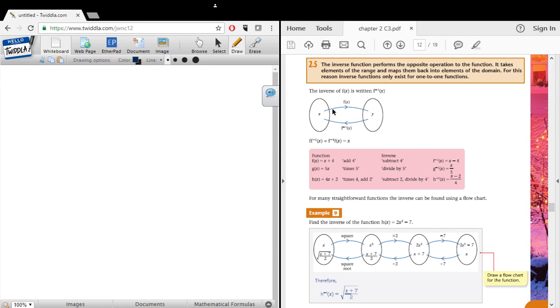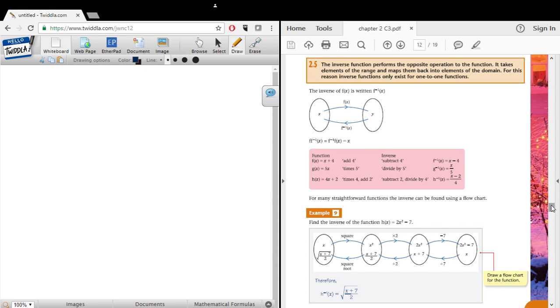What does this mean? If we have x in a domain and y in a range, then the function f(x), which takes us from x in the domain to y in the range, can be undone, or in other words, reversed by the inverse function, demonstrated as such. This means that if we have a function f(x) equals x plus 4, then the inverse would be subtracting 4. And likewise here, if we multiply by 5, then the inverse would be dividing by 5, and so on and so forth.